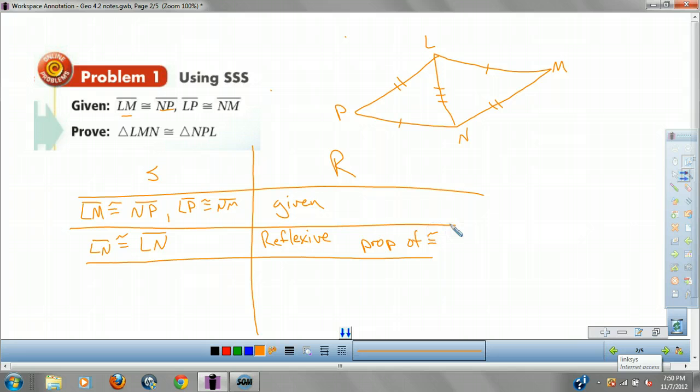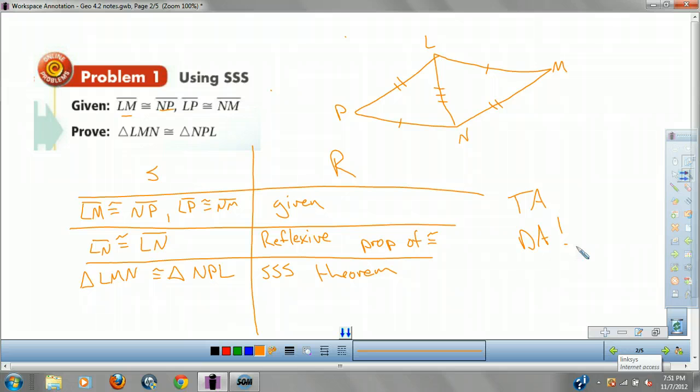Now, I know I have one side congruent, two sides congruent, three sides congruent. So I can state triangle LMN is congruent to triangle NPL by the SSS theorem. And I'm done! Ta-da! No train explosions. Okay. Next slide.